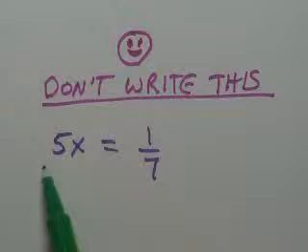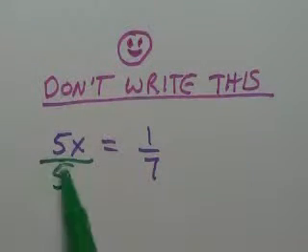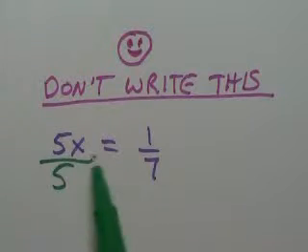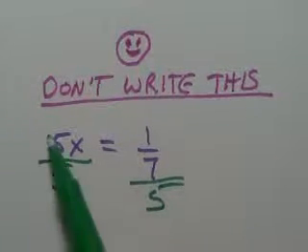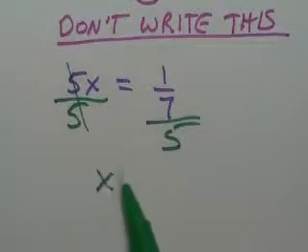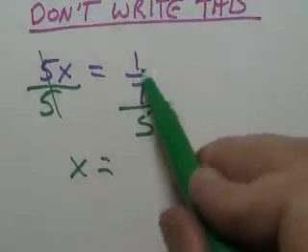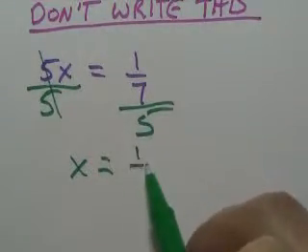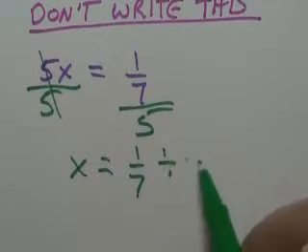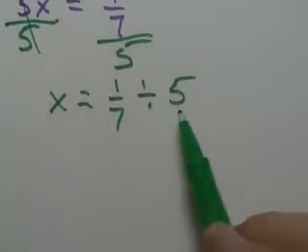Normally when you see this problem right here, the first thing you're going to want to do is divide by 5, right? But if you did that on this side, you have to do it on the other side. So maybe you divide by 5. And that leaves us x. And over here, how do you do a problem like this? Let's see, I have 1/7 divided by 5. Okay, that's another way of writing it that you're more familiar with.